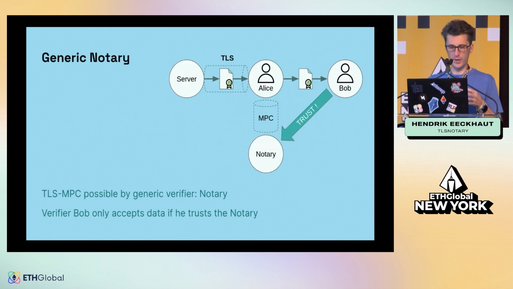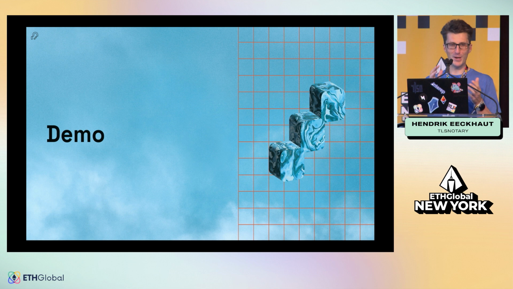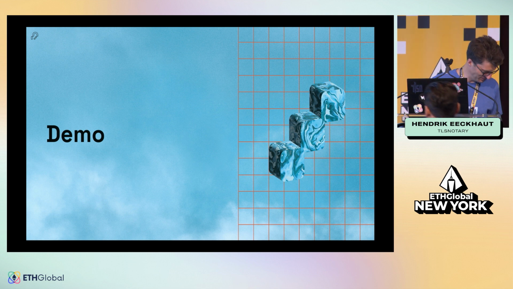The concept of checking the TLS communication can also be generalized so that you can get generic notaries that check that the data is authentic. In that way, Bob only checks the content of the data. But in this scenario, of course, Bob has to trust the notary before he accepts that the data is trustworthy. So that was very quick, but now the more interesting part: how you can use it for your project.